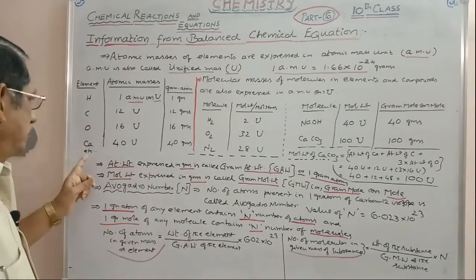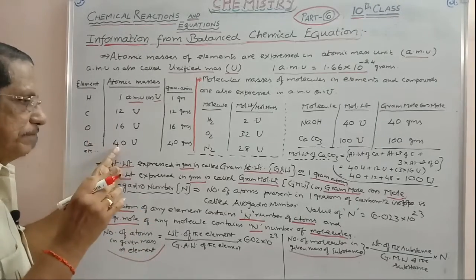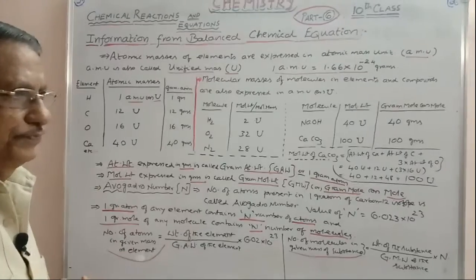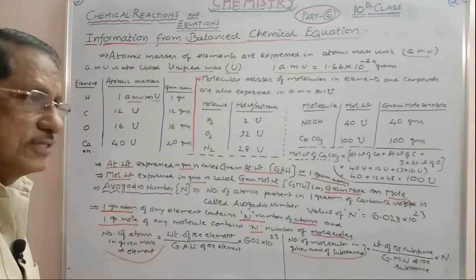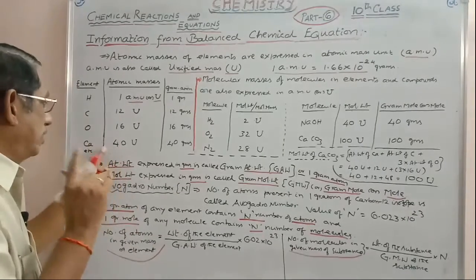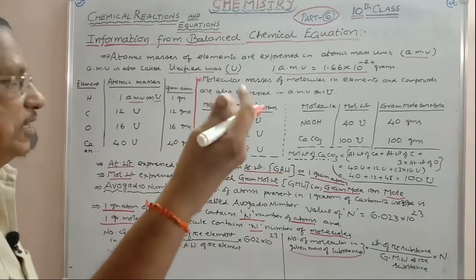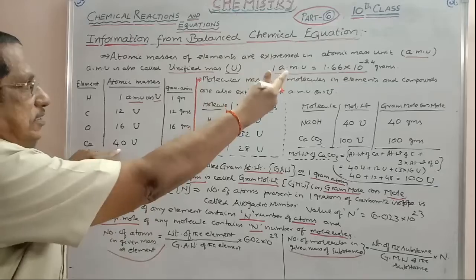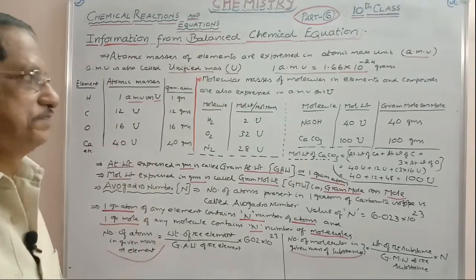And here, calcium, one metal I am taking here, calcium atomic weight is 40. It is written as 40 U or 40 AMU. If you want to write the exact atomic weight in grams of 1 atom of calcium, this is to be multiplied by 1.66 × 10^-24. If you multiply this value by that value, you will get the exact value of 1 atom of calcium in grams.